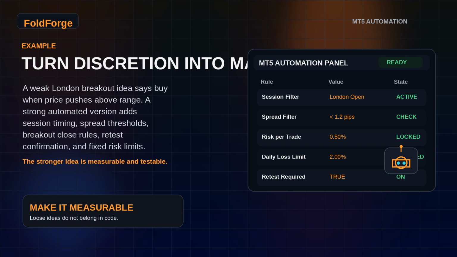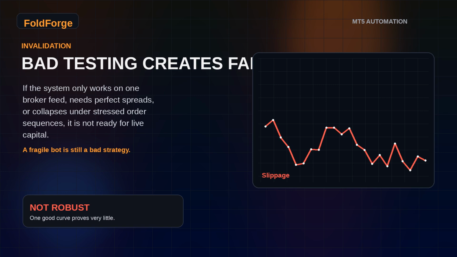Now the idea is measurable. Now the system can be tested. Now you can evaluate whether the strategy survives real conditions instead of fantasy fills. Now here is the part that protects real money. If the system only performs well on one broker feed, one optimization window, or one narrow market regime, it is not ready. If the bot needs perfect spreads and zero slippage to remain profitable, it is not robust.